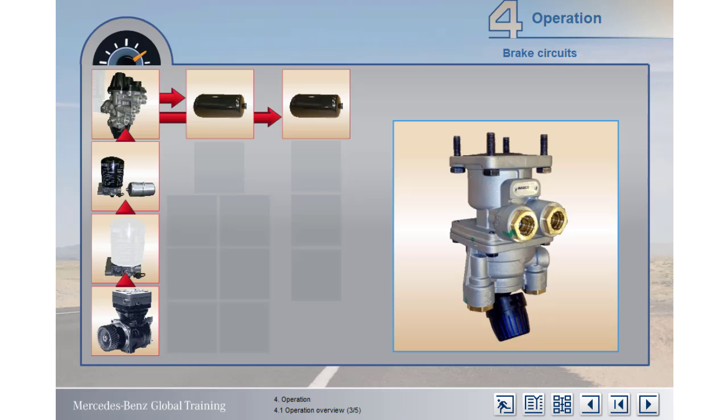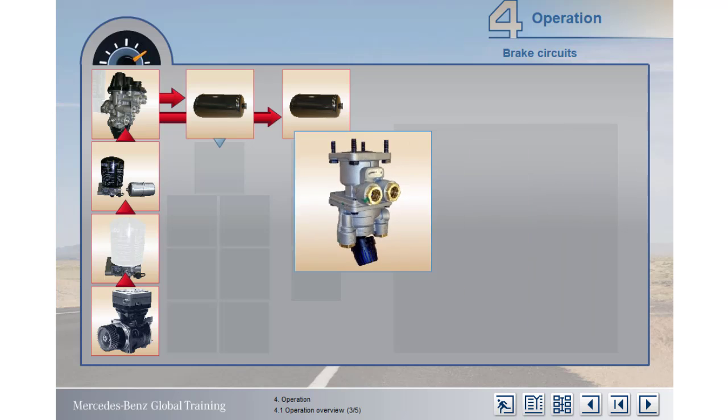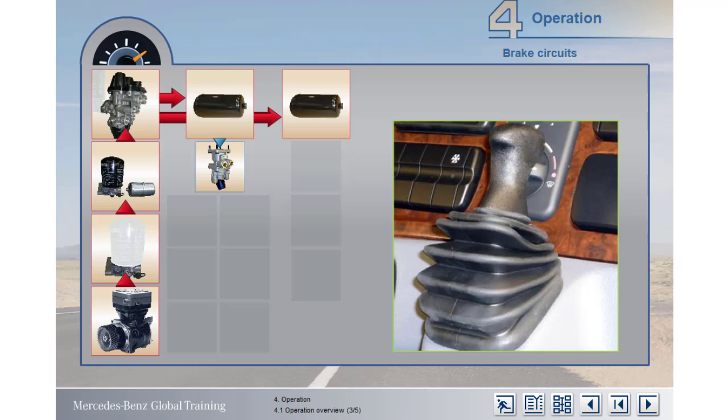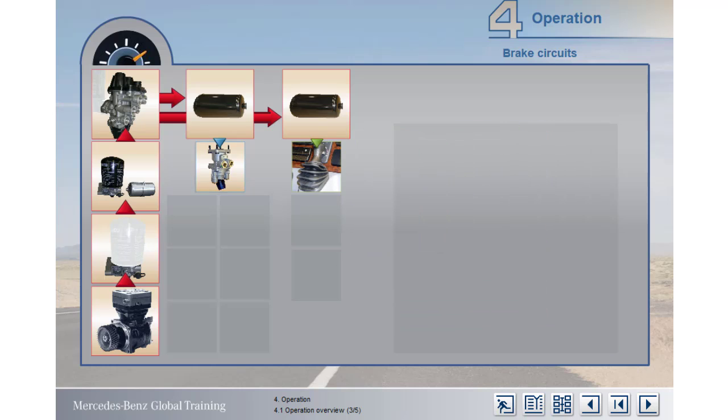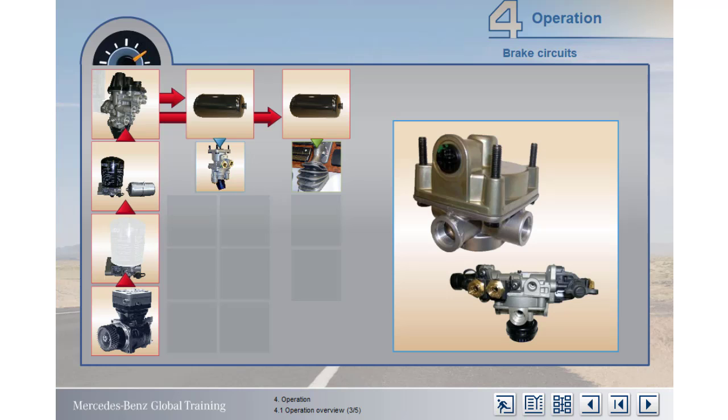From the storage tanks, air pressure reaches the foot-operated valve of the service brake circuit. And from a separate tank, air flows to the hand-operated valve of the parking brake circuit. At the service brake valve, the circuit divides into front and rear circuits. Both of these circuits lead to relay valves, which reduce the reaction time. In this example, the combined load sensing and relay valve for the rear circuit is of the type controlled by pressure from the air suspension system, as opposed to the mechanically operated type fitted to vehicles with steel suspension.